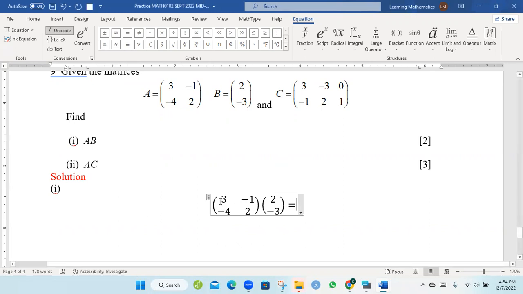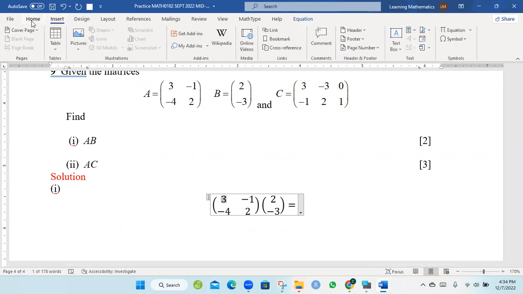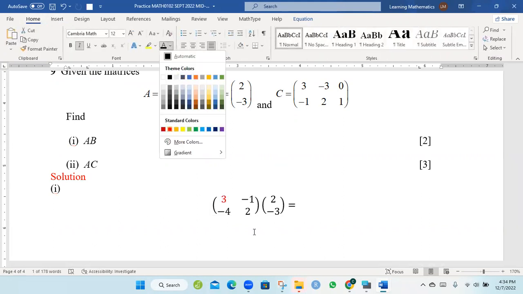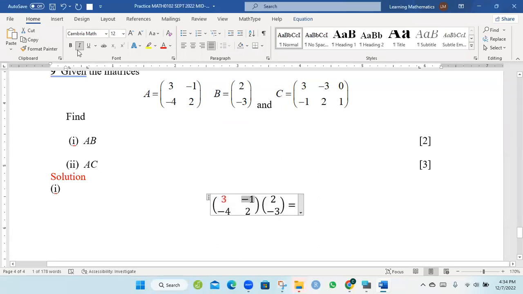Now we have to multiply the elements in the row of the first matrix to the elements in the column of the second matrix. Okay. Now, we have a 2 by 2 multiplying a 2 by 1.